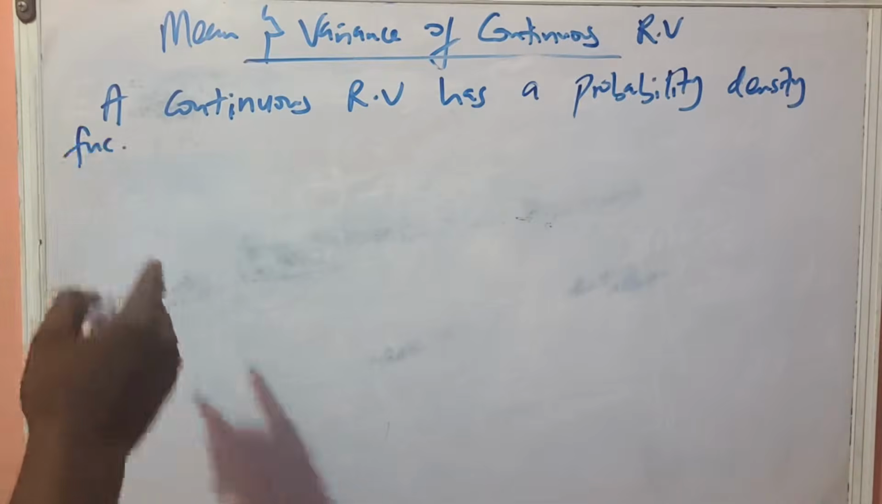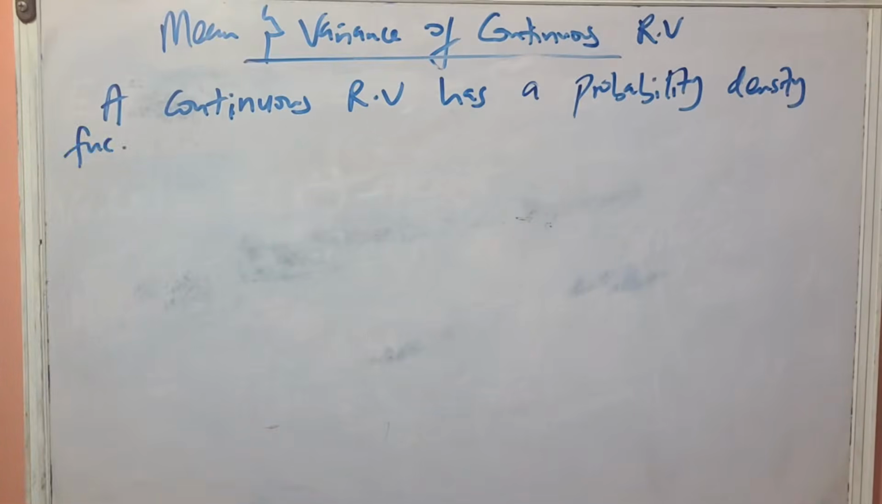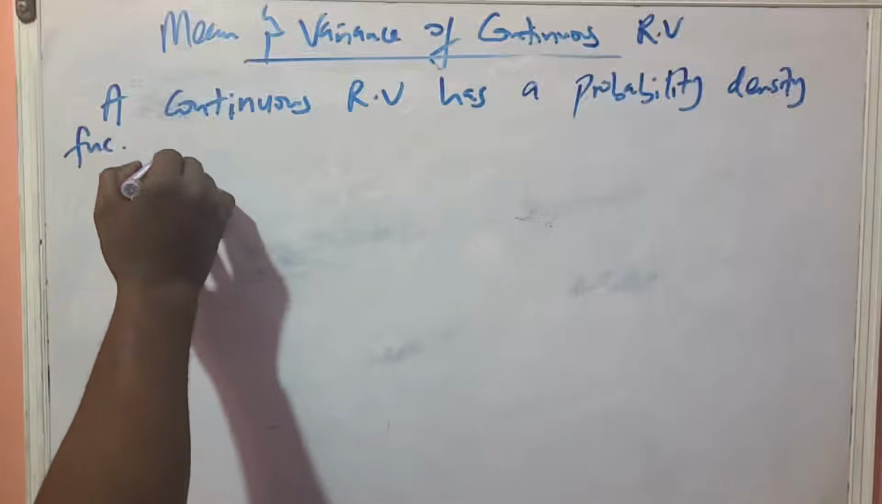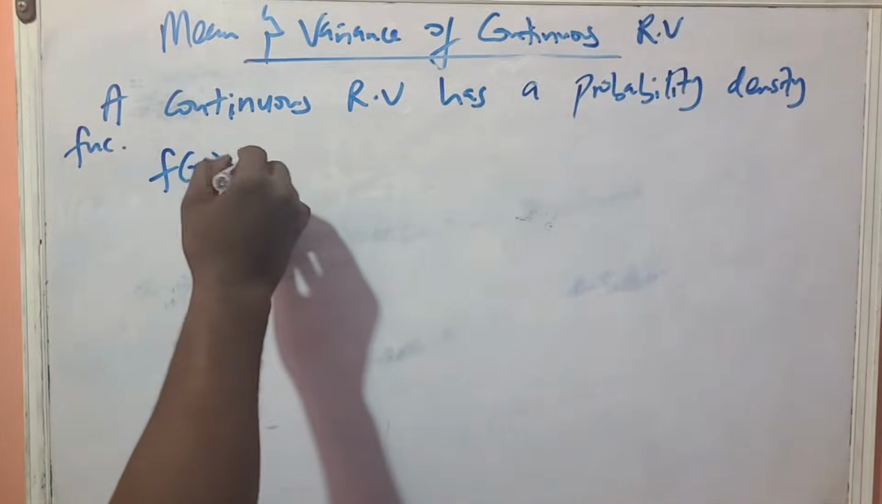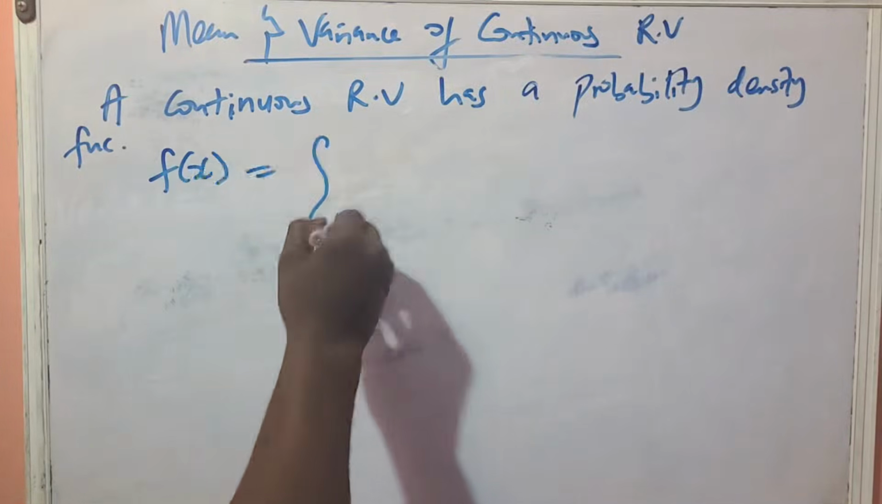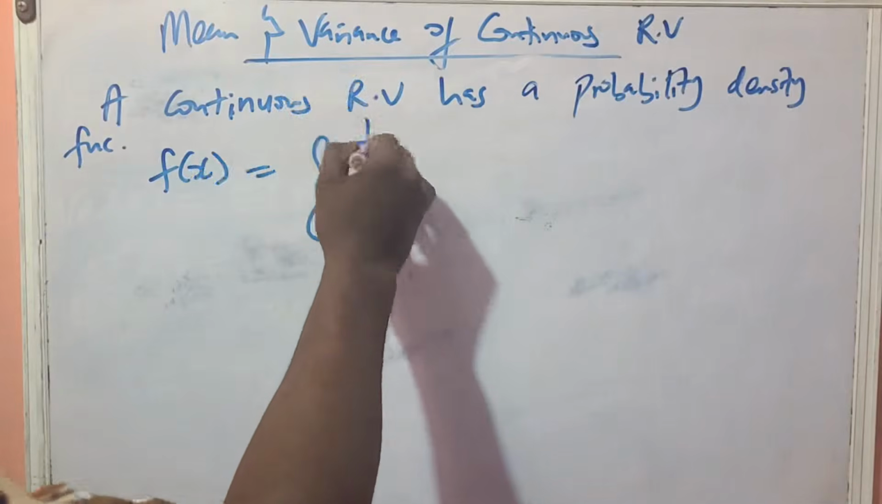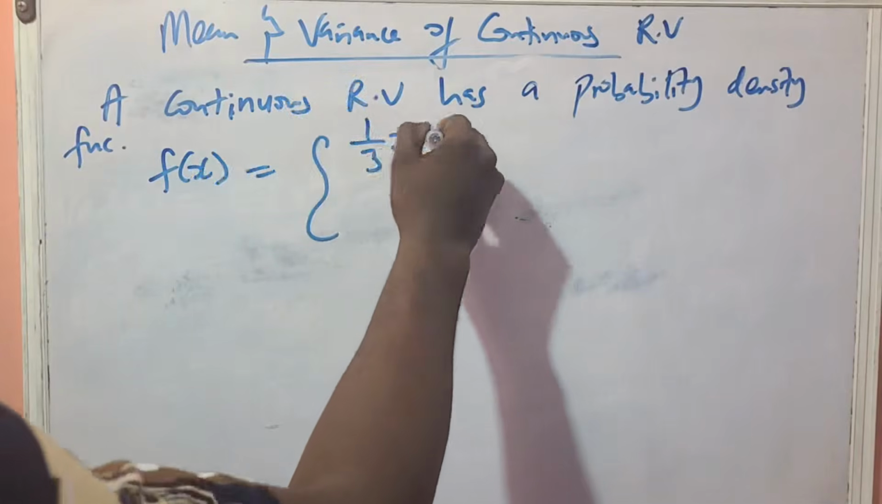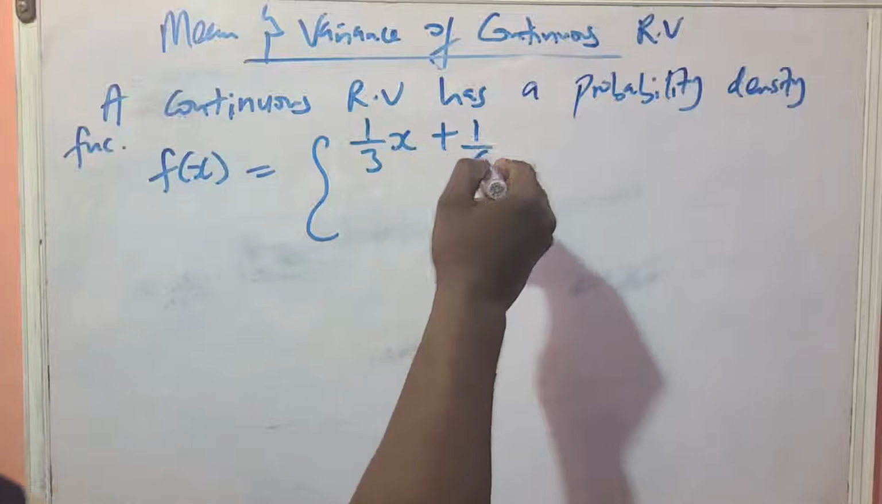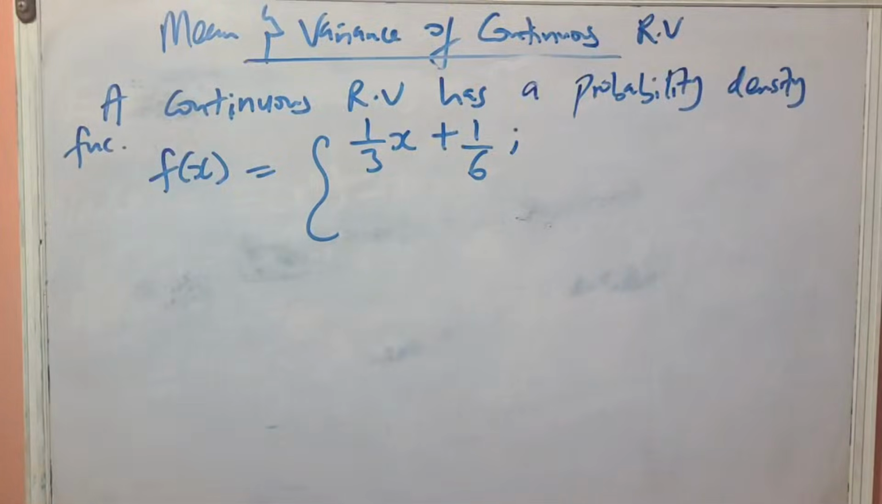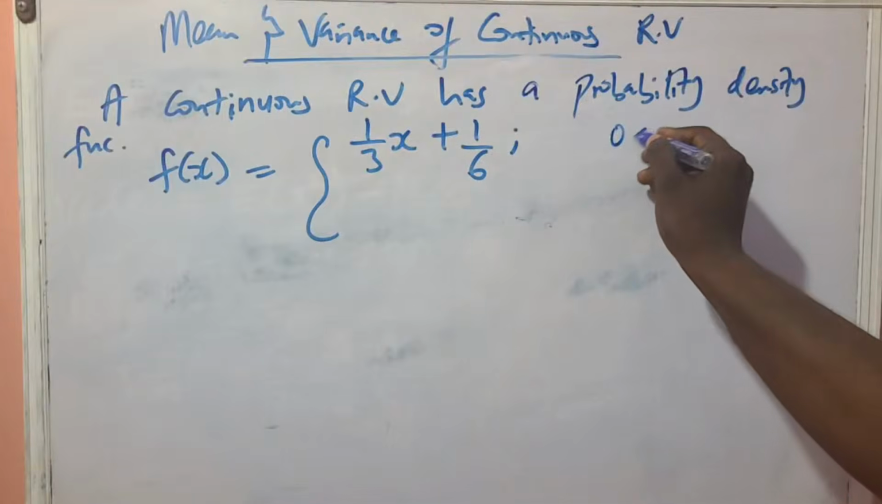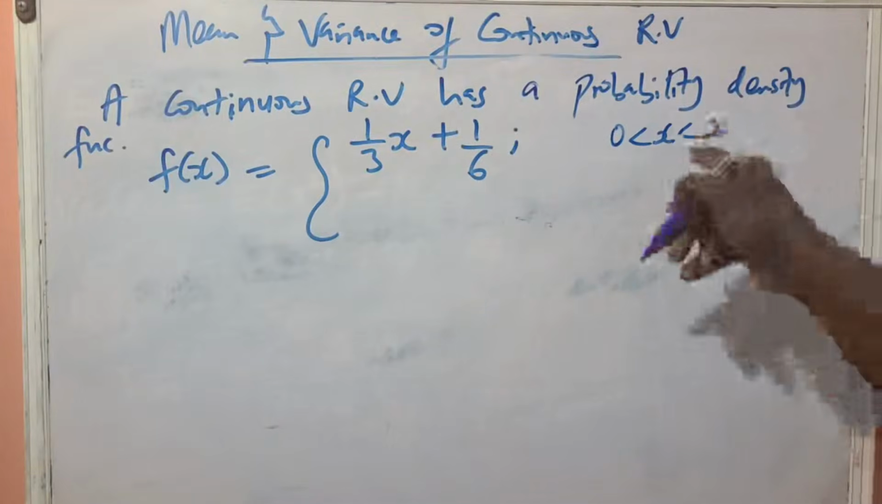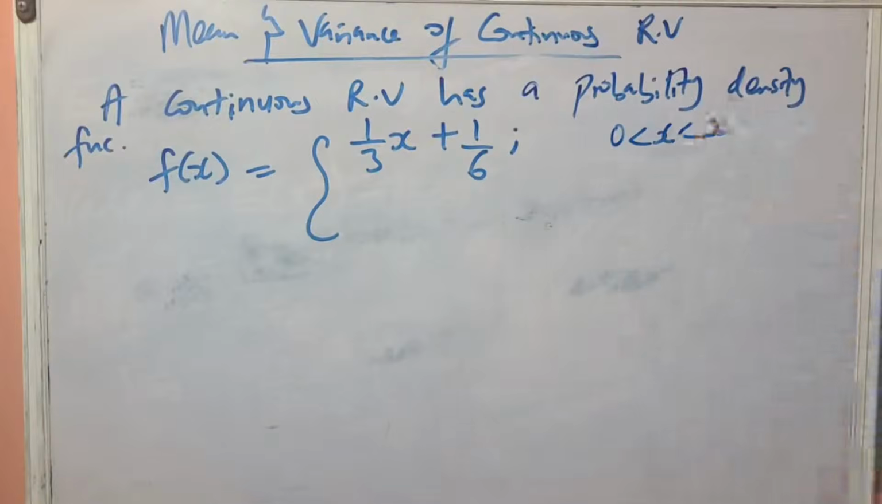Now, this is the question I have for you. A continuous random variable has a probability density function given as this. Look at the function. f(x) equals 1/3 x plus 1/6. Of course, this is the range for that function: 0 less than x less than 2. That's the range for that, and 0 otherwise.